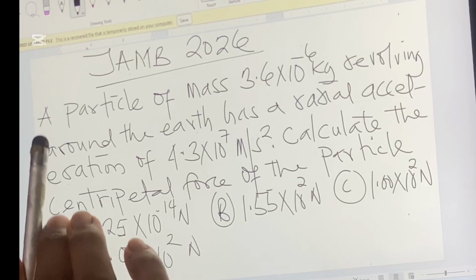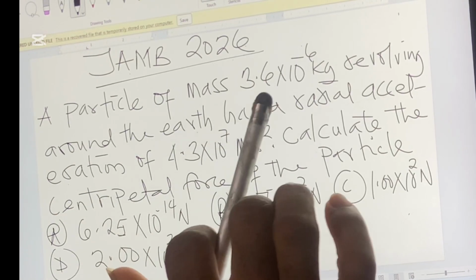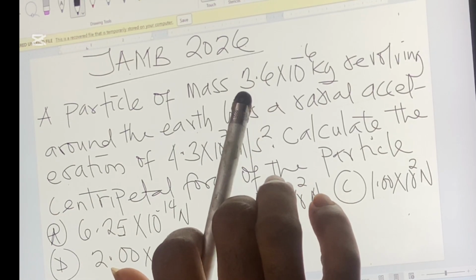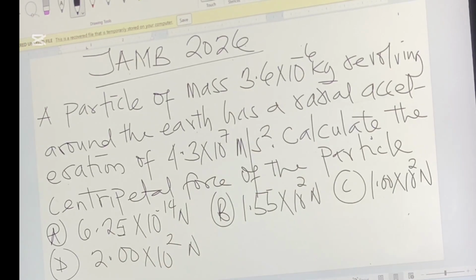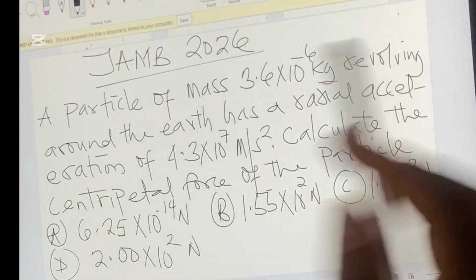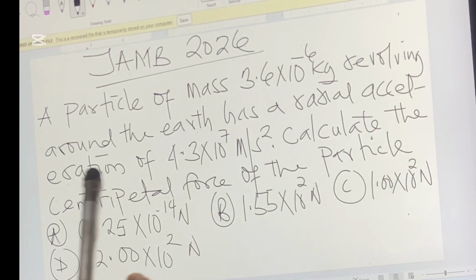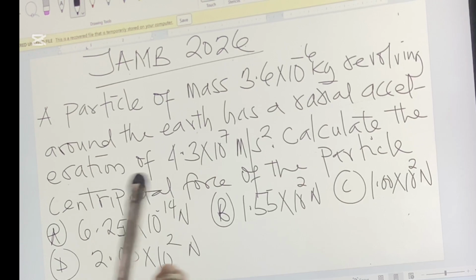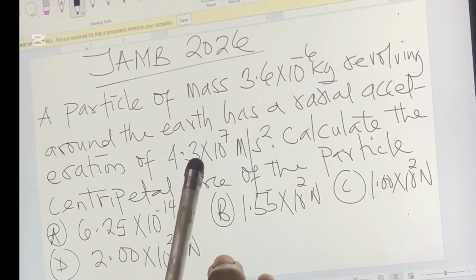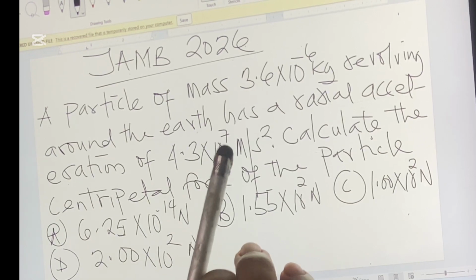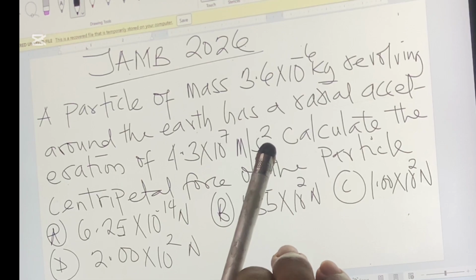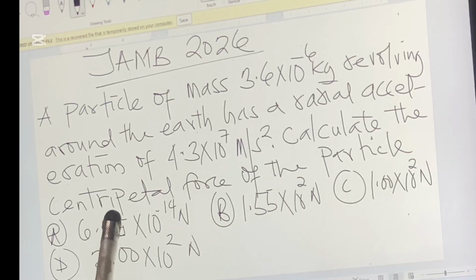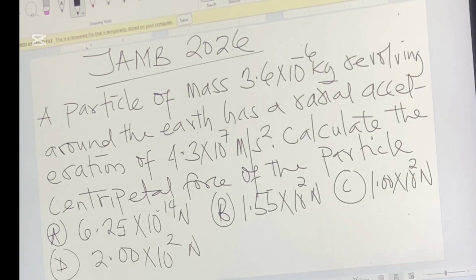Now they said a particle of mass 3.6 times 10 to the power minus 6 kg revolving around the Earth has a radial acceleration of 4.3 times 10 to the power 7 meters per second square. We are asked to calculate the centripetal force of the particle, and these are the options given to us here.